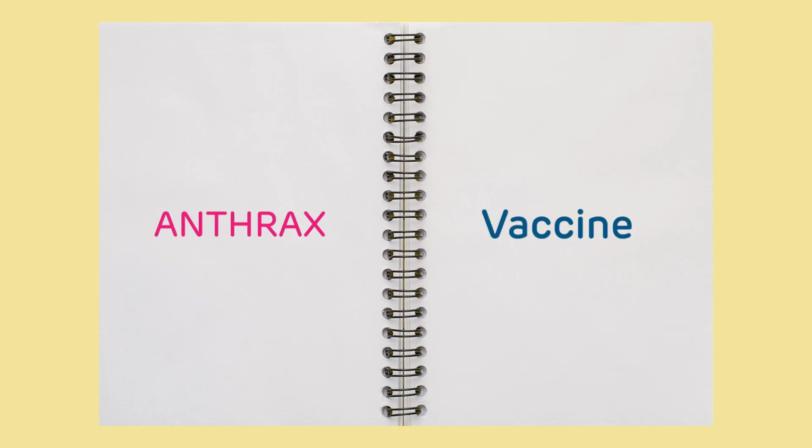Now let's talk about the vaccine. The anthrax vaccine is made in a way that's similar to the acellular pertussis vaccine, because like with pertussis, the disease caused by anthrax is not actually caused by the bacteria directly, but rather these harmful proteins that are released by the bacteria. These proteins are called toxins.